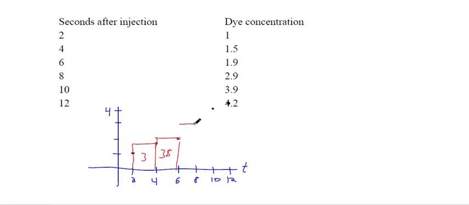And then this one, the right side of the interval. So it's 2 across, and it's 2.9 high. That's 5.8. Then we can keep going, right?